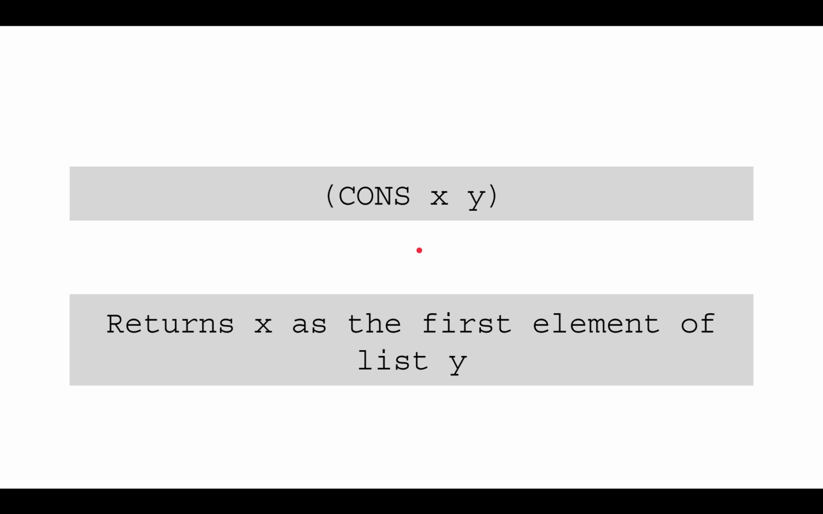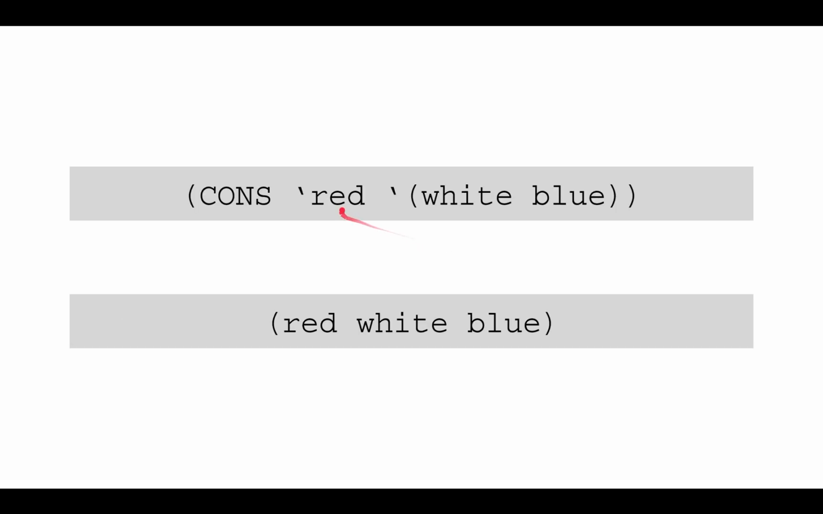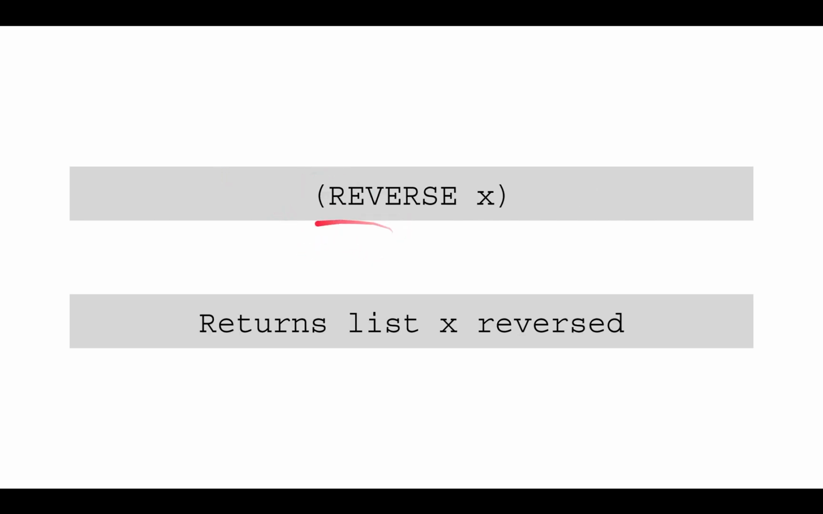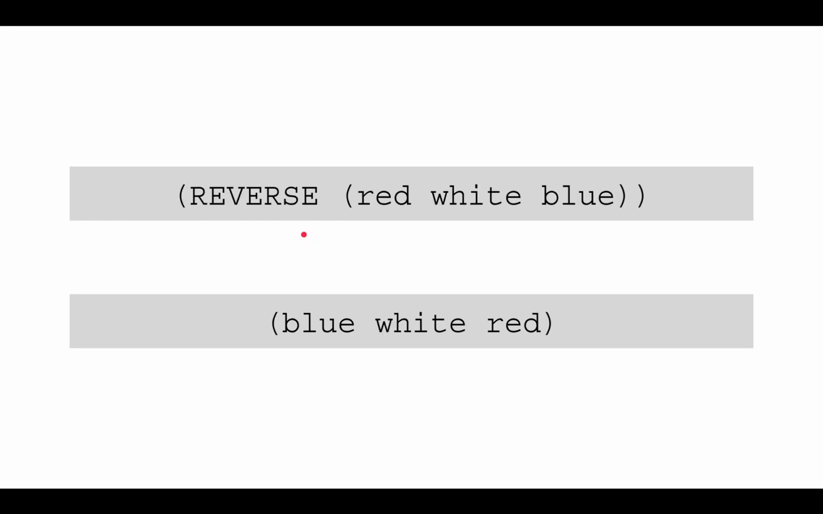Cons X Y returns X as the first element of list Y. So if we have cons red and then white blue, we're going to add red to the list with white and blue in it as the first element. So pretty much we're appending to the front of the list here. That's what cons does. Reverse X reverses the list X. So if we have reverse red, white, and blue, we instead get blue, white, and red.